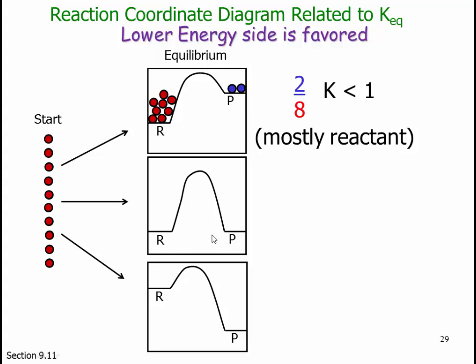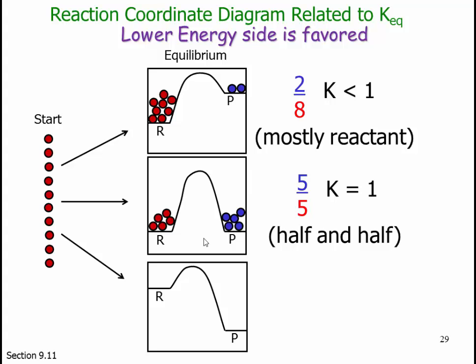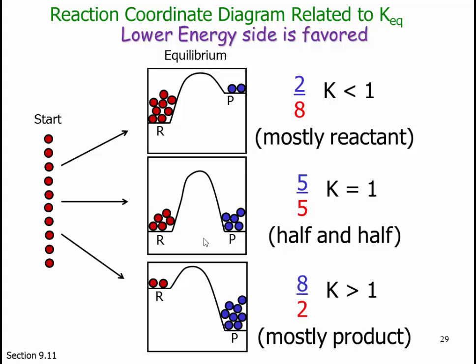For the next diagram, both reactant and product are at the same energy. So neither one is preferred, and we would have counters of 5 and 5. So this is a diagram for which the equilibrium constant is equal to 1. Finally, the last diagram, the product is preferred. So, as equilibrium is products over reactants, this would give us an equilibrium constant that is greater than 1 and mostly prefers product.